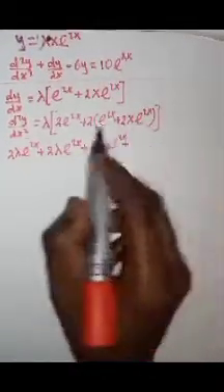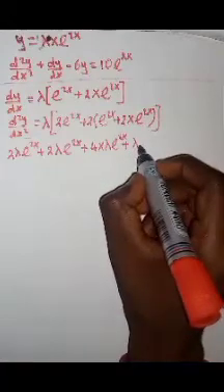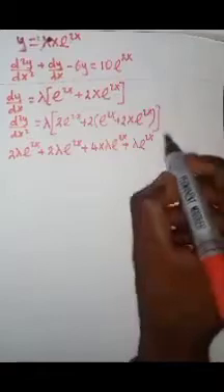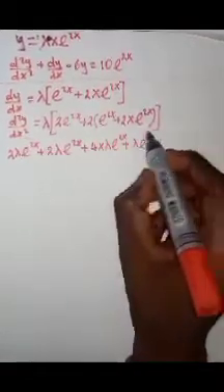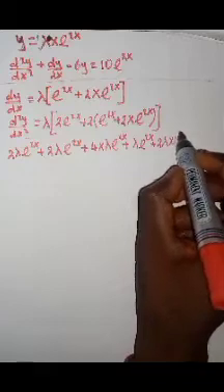Then plus the first derivative of the function, which is what we have here, lambda e raised to the power 2x, then plus 2 lambda x e raised to the power 2x. Good. This is what we have now.